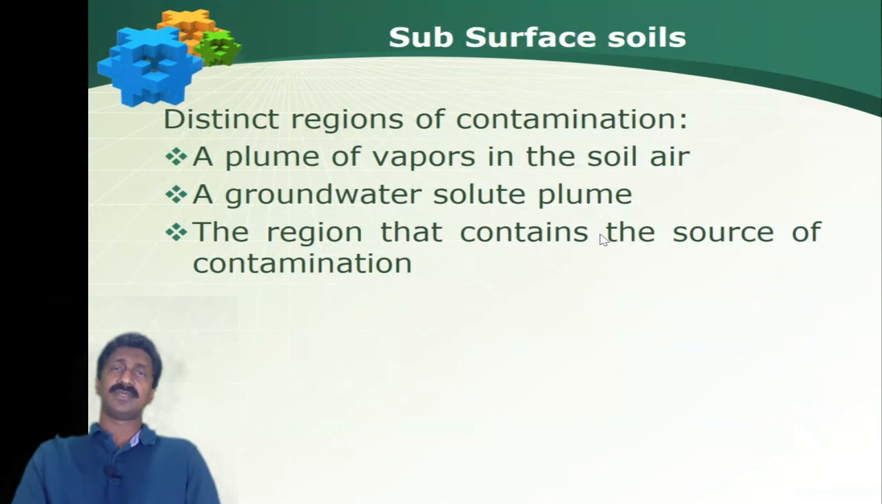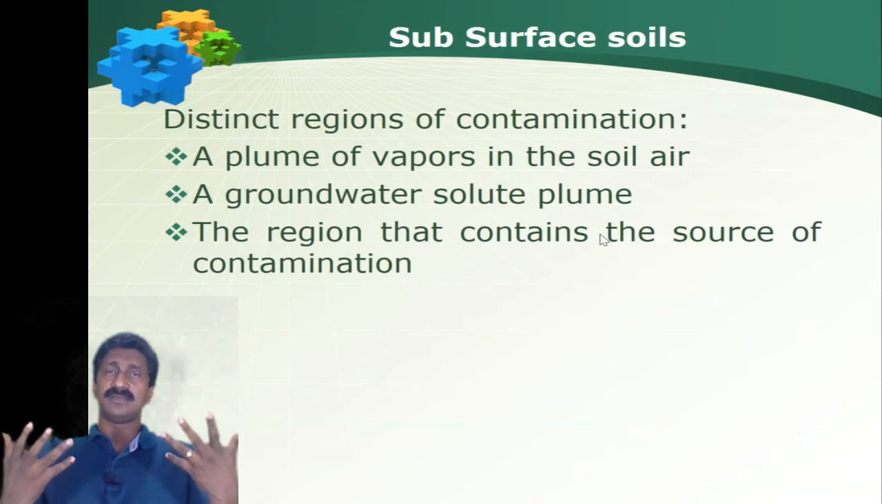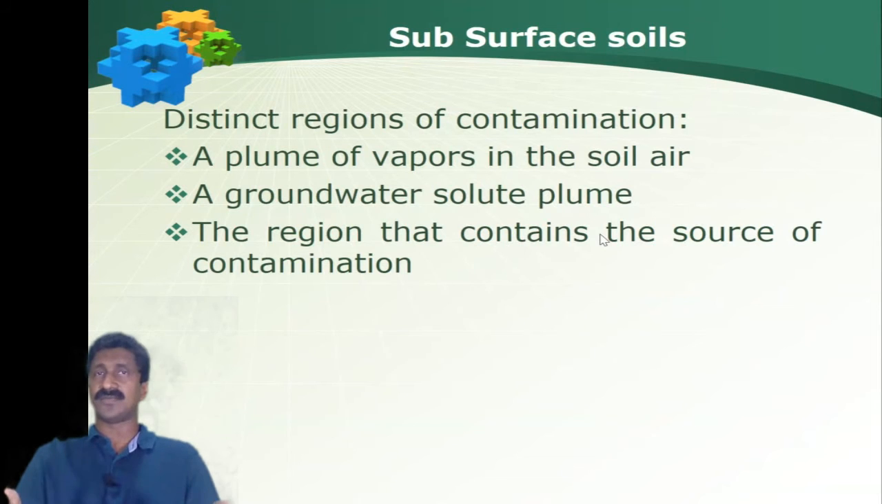Then the next one is the treatment of subsurface soils. Distinct regions of contamination are present. The first one is a plume of vapors in the soil layer. So in the soil itself, there will be some top layers where air is trapped or aeration is available. In those top layers of the soil where air or different gases are available, the contaminants may be present in the air itself. A plume of contaminated vapors may be available.